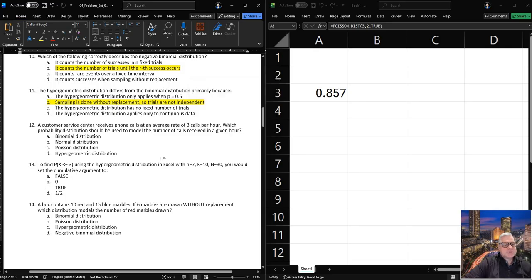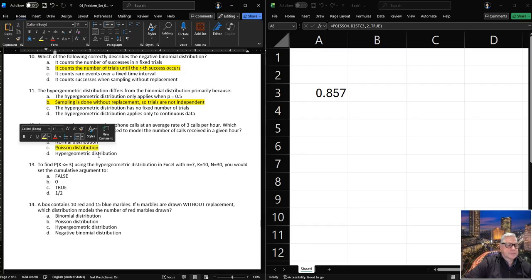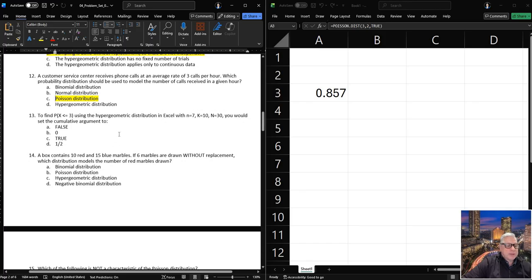A customer service center receives phone calls at an average rate of 3 calls per hour. Which probability distribution should be used to model the number of calls received in a given hour? And of course that's Poisson. To find the probability of getting 3 or less using the hypergeometric distribution in Excel with n equals 7, k is 10, and N is 30, you would set the cumulative argument to, so this would be an indicator for cumulative, so it's true.